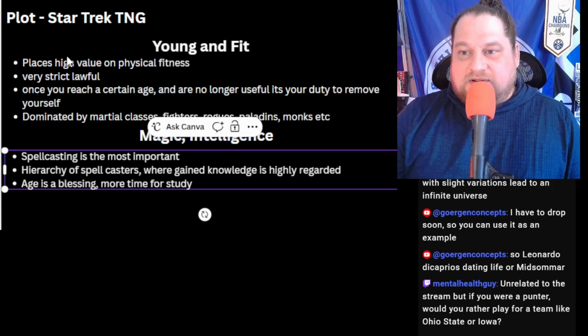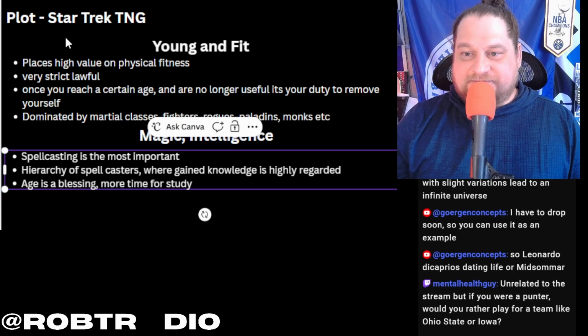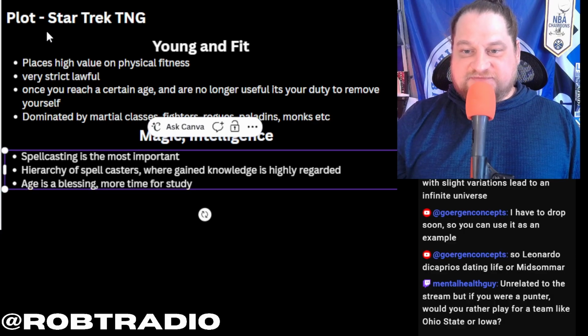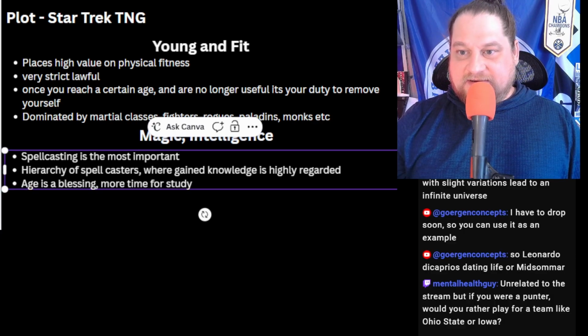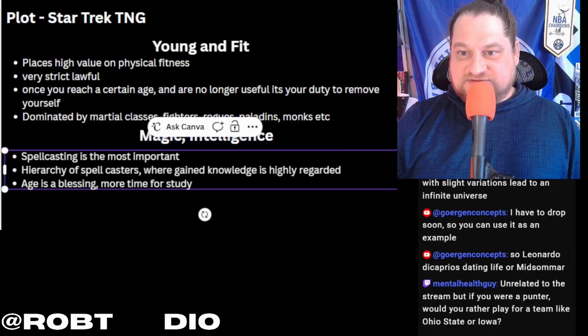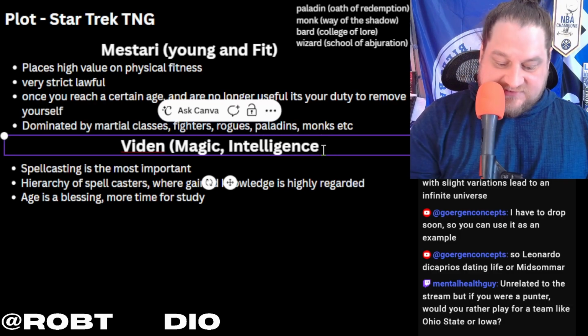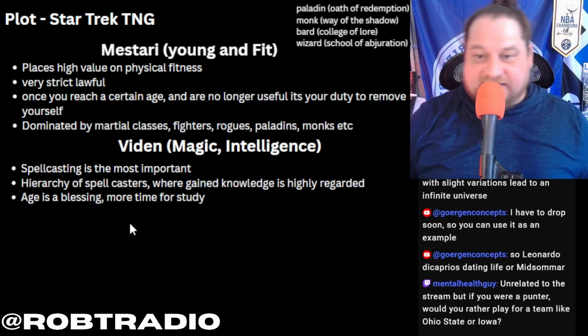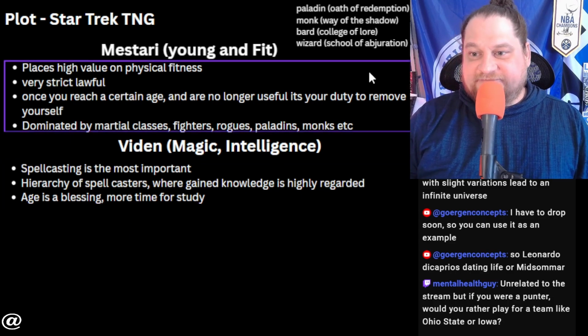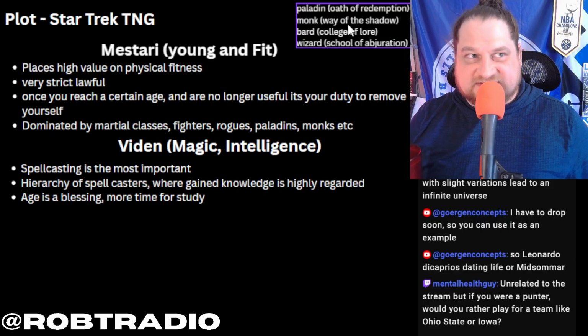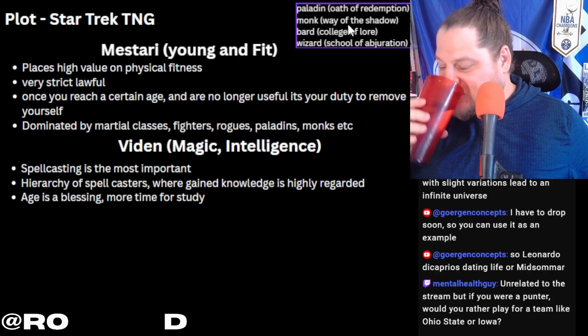So okay, Oath of Redemption Paladin, Way of the Shadow Monk, College of Lore Bard, and a School of Abjuration Wizard. Okay, let's go with this. So Mistari and Vidin are our two city names, right? And let's say they've been warring forever, right? And it's just kind of a clash of beliefs that is what is causing the conflict.